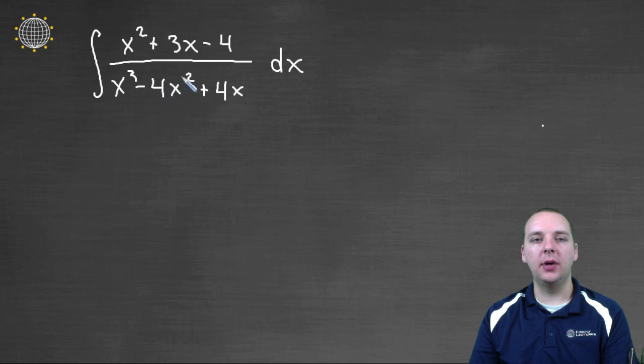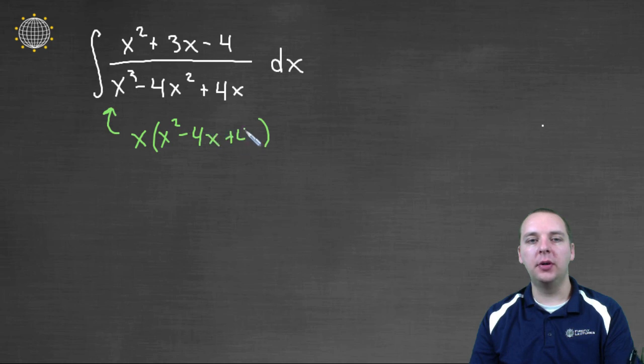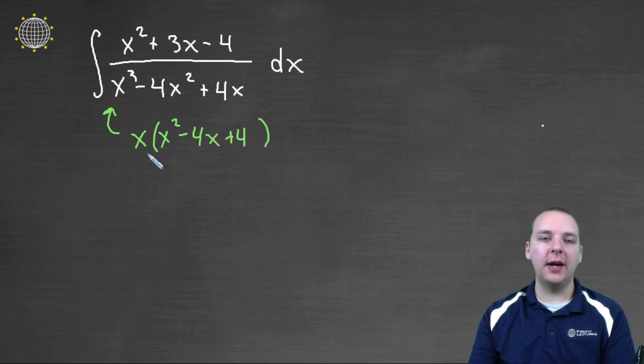X cubed minus 4x squared plus 4x. One thing that catches my eye right away is the fact that you could pull an x out, right? This denominator here, you pull an x out, and your remaining terms would be x squared minus 4x plus 4. And so that's a linear factor times a quadratic, but remember, we don't stop. If we could keep going, we want to keep going.